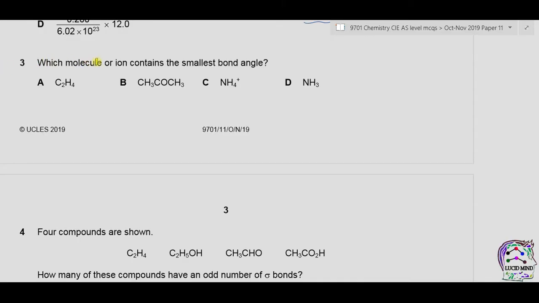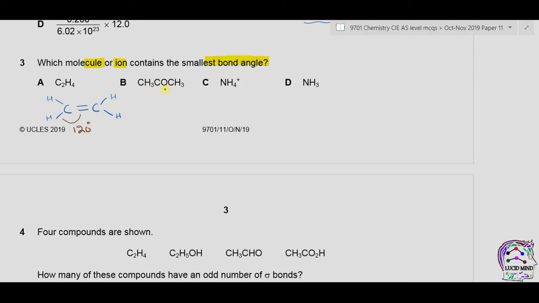Question number 3. Which molecule or ion contains the smallest bond angle? A is ethene, as we have 2 carbon atoms and 4 hydrogen atoms. So there is a double bond between 2 carbon atoms. When measuring bond angles, a double bond is taken as a single bond. So therefore there are 3 bonds around this carbon atom. So the bond angle will be 120 degrees. Similar is for this carbon atom, the bond angle will be 120 degrees.